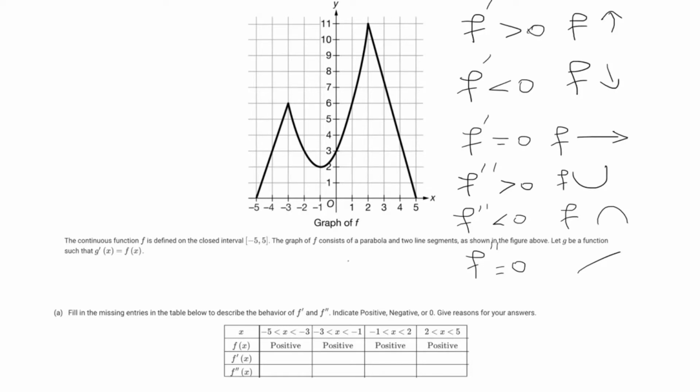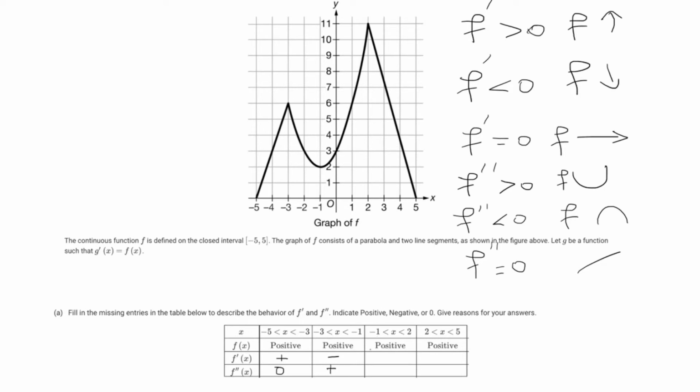Okay, so with that in mind, let's go over these. First, we're going to pay attention for x being between -5 and -3. We know that this function is increasing, so the first derivative is positive. The concavity is 0. There is no concavity here because it's a straight line, so the second derivative is 0. Now from -3 to -1, the function is decreasing, so the first derivative is negative, and it's concave up, which means that the second derivative is positive.